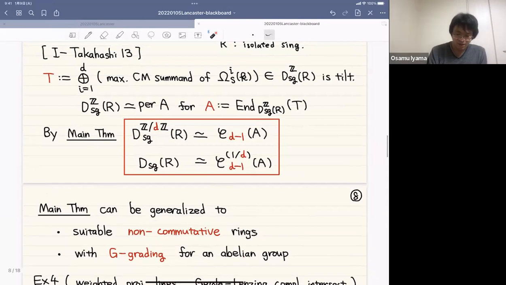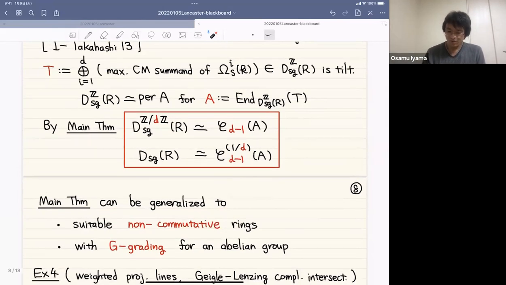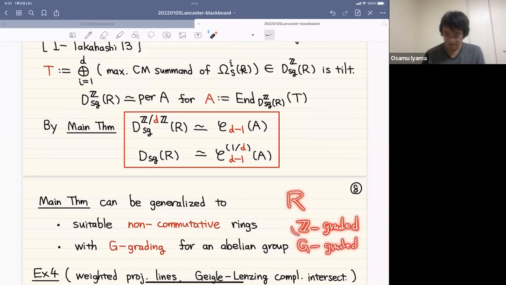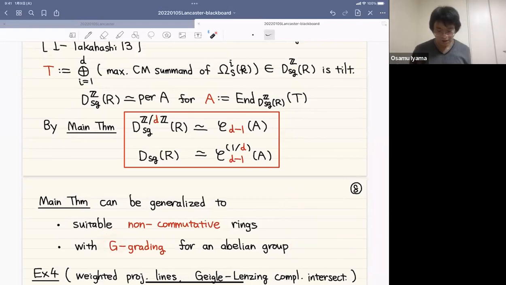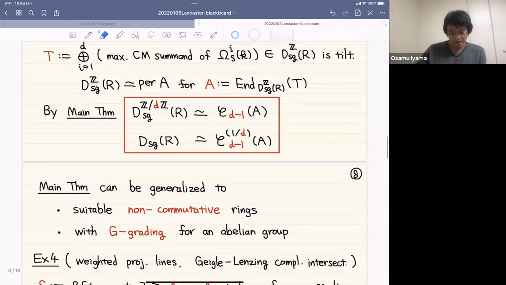Actually, as I said before, the main theorem I explained is in somehow the simplest setting, and it can be generalized to suitable non-commutative rings like symmetric orders over a Gorenstein ring. Also, in the theorem I assume R is Z-graded, but there are also G-graded versions. We can replace the abelian group giving a grading on R by some more general one.